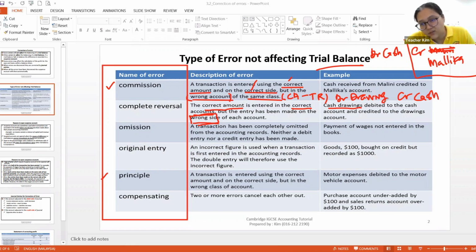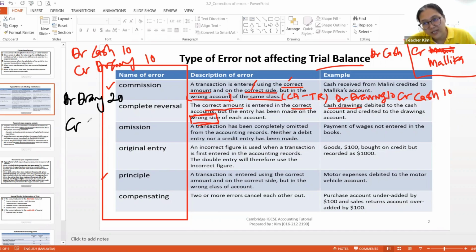So in this situation, you have to make an adjustment and double up the amount. For example, the drawing is $10, but because we made a mistake, we debited cash $10 and credited drawing. This is the wrong entry, so we have to double up. When we do the adjustment and put through the general journal entry, we have to debit drawing 20 and credit cash 20.